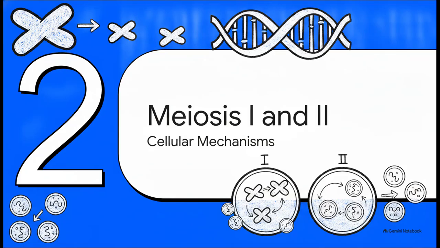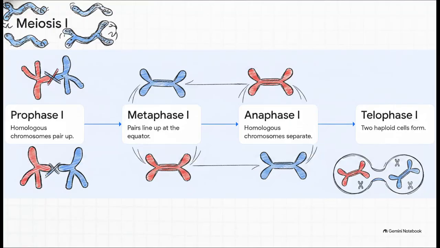Which brings us to Section 2. Explaining Meiosis I and II, the cellular mechanisms. All right, so to achieve this remarkable reduction in chromosome number, a cell doesn't just divide once. It actually has to undergo one round of DNA replication, and then it's followed by 2 successive rounds of cell division. We call these Meiosis I and Meiosis II.